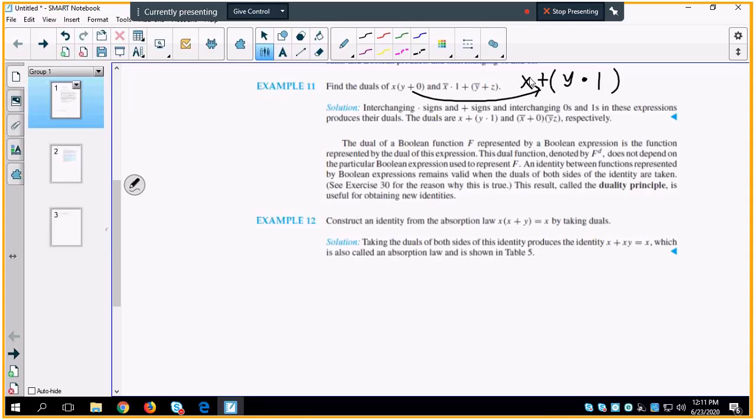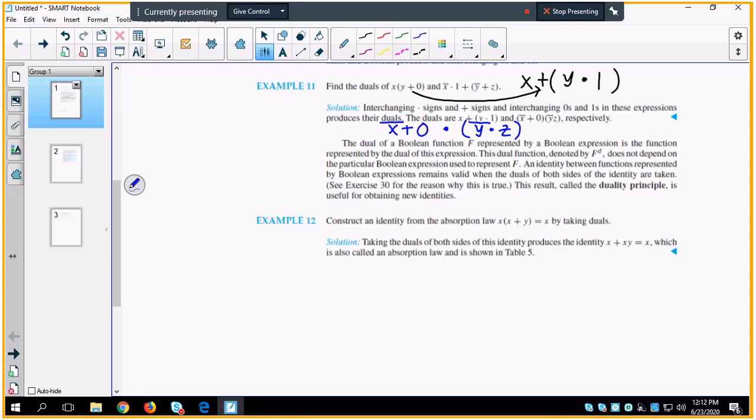And then I look at the second expression. Remember, complements don't change. So when I'm looking at the complements, I'm going to keep it as complement of x. The dot, I will change it to a plus. The 1, I will change it to a 0. The plus, I will change it to a dot. And then I will keep y complement. The plus, I will make it a dot, and then z.